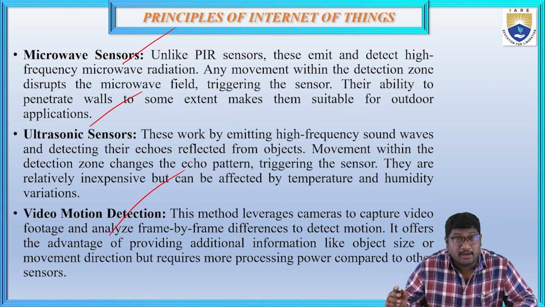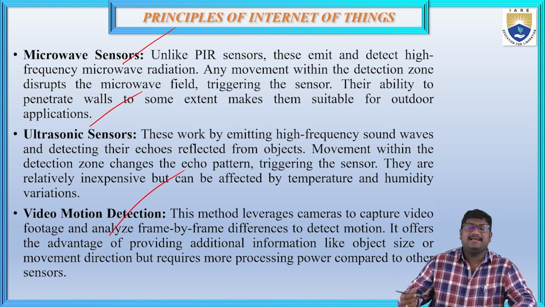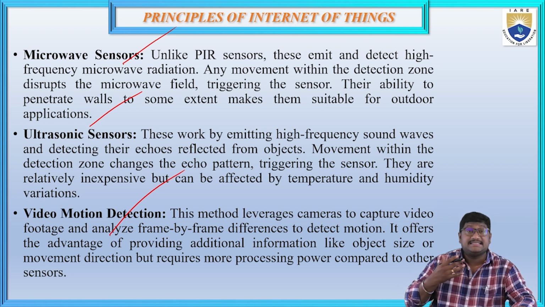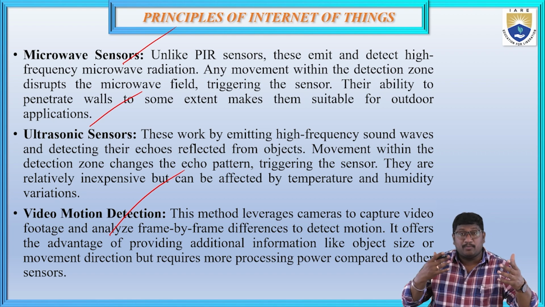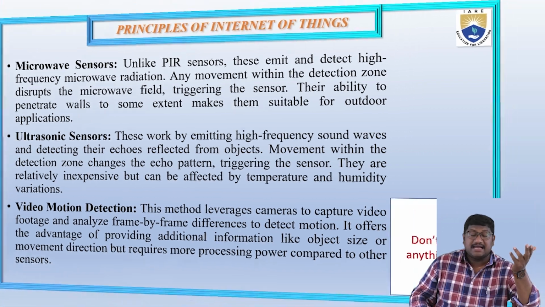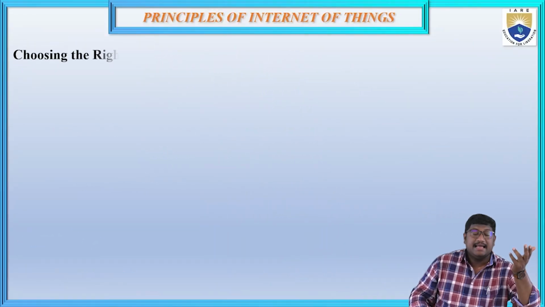Coming to video motion detection. This method leverages a camera to capture footage and analyze frame to frame differences to detect motion. This gives an advantage by providing additional information, such as the movement direction, though it needs more microprocessor power compared to the other sensors. These are the different kinds of sensors which exist.